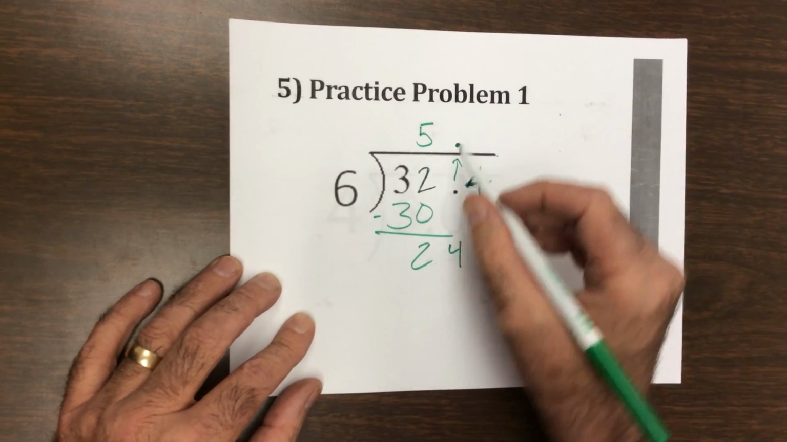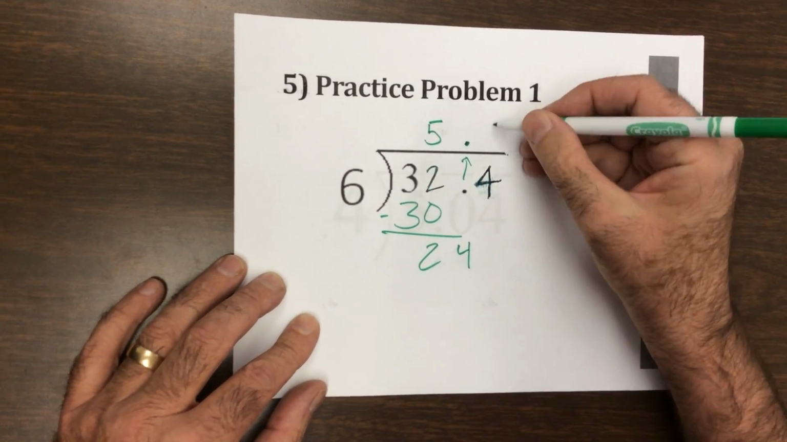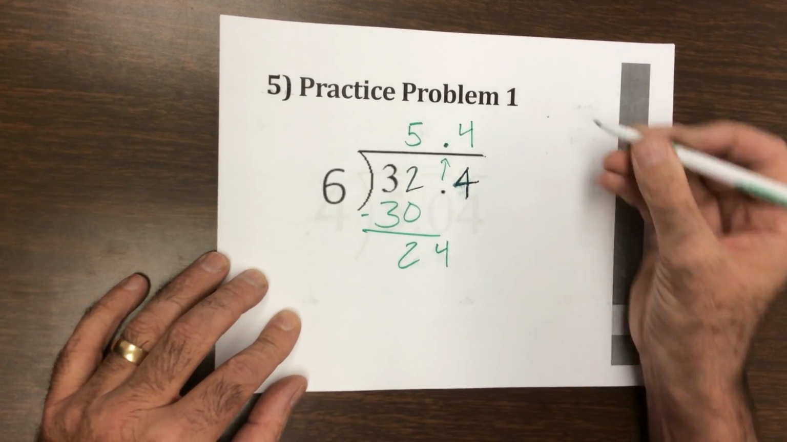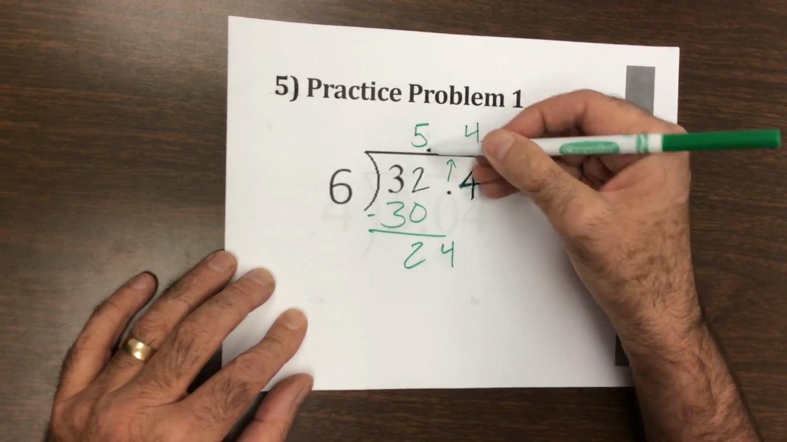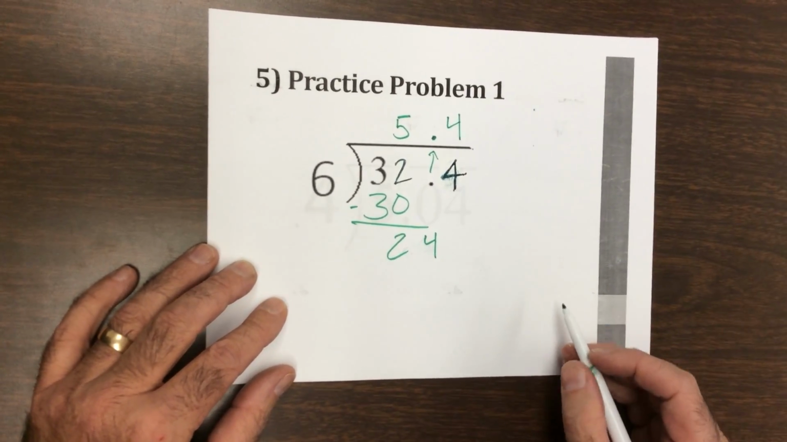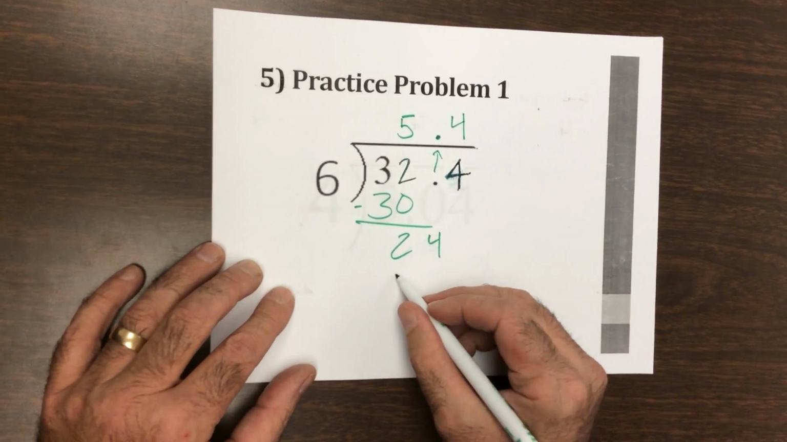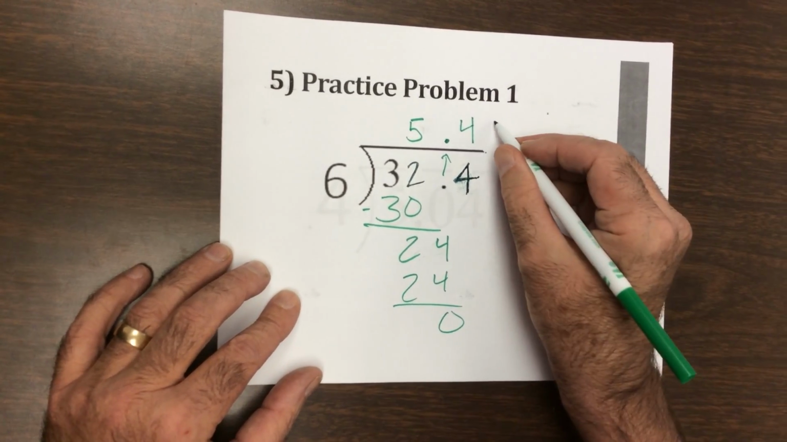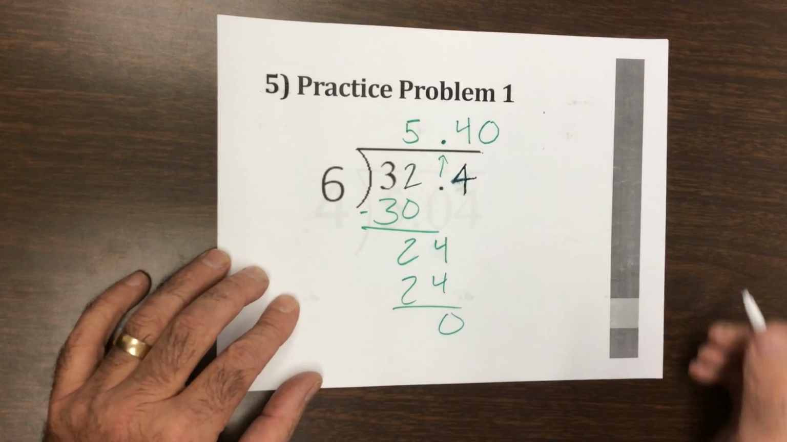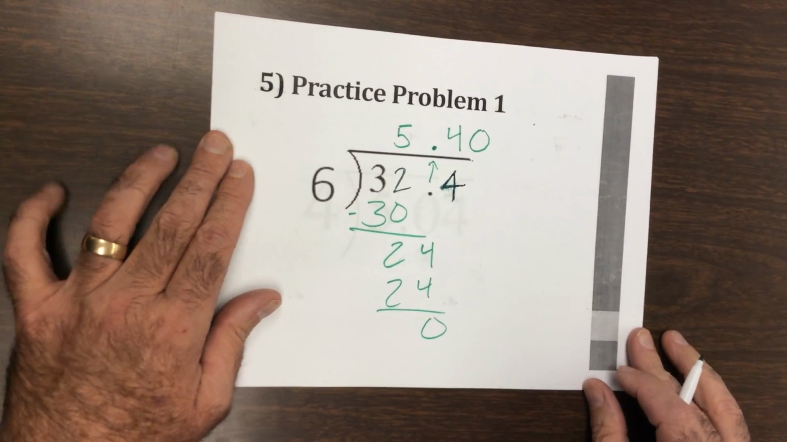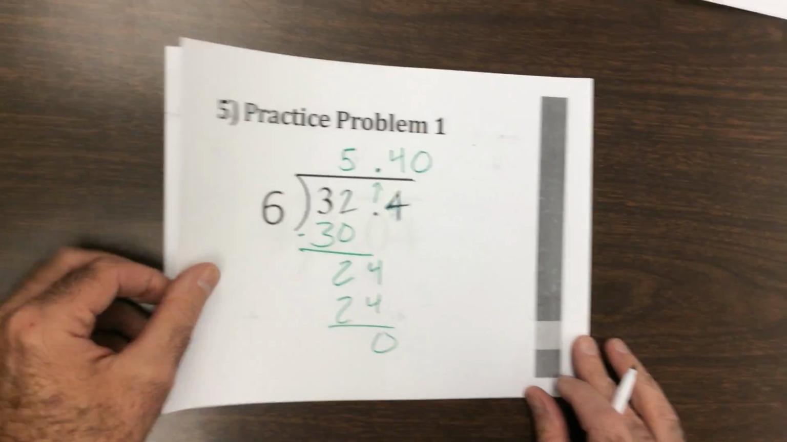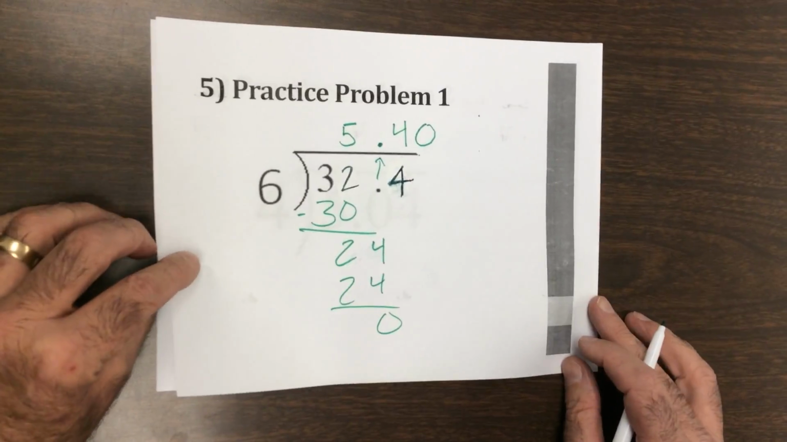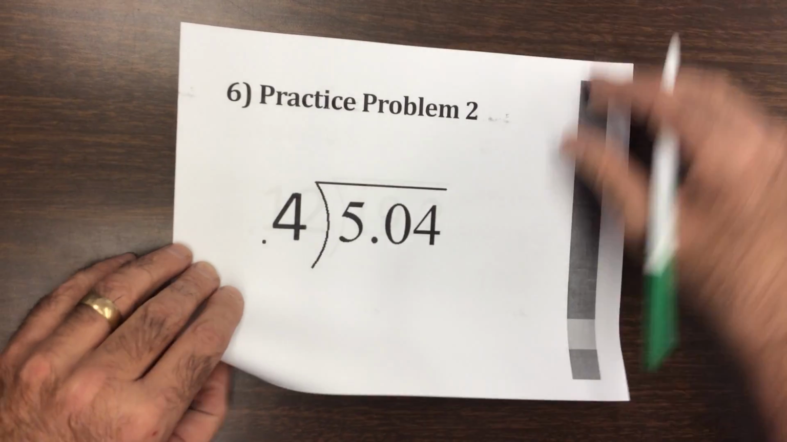So I kind of wrote it skewed there a little bit, but we're going to go ahead and put that right here. You always want to line them up correctly right over the number so that you know they're in the right spot. And then 4 times 6, again, is 24. That equals 0. If you'd like to put the 0 there, again, it's fine if you don't. So that's 5 4/10, or you could say that's 5 40/100. It's the same number.